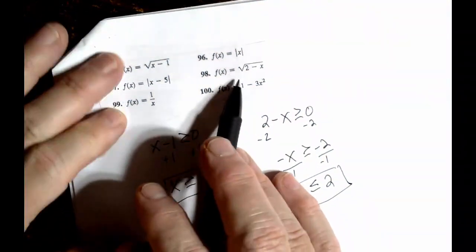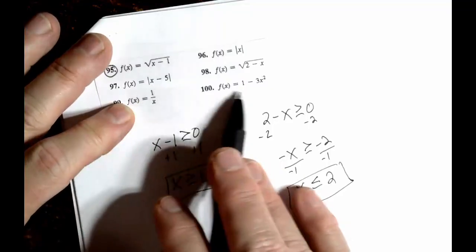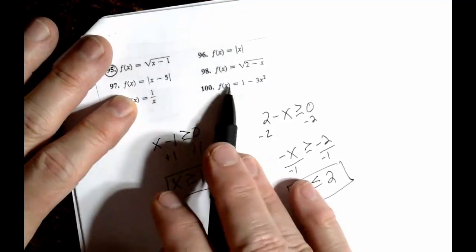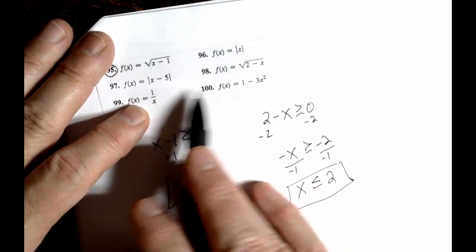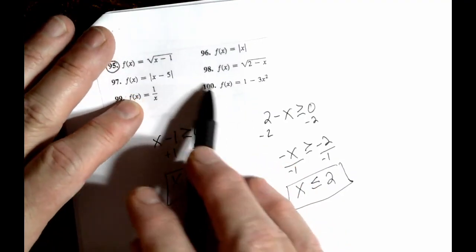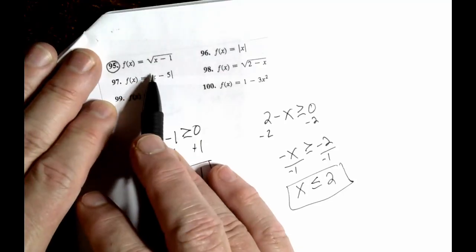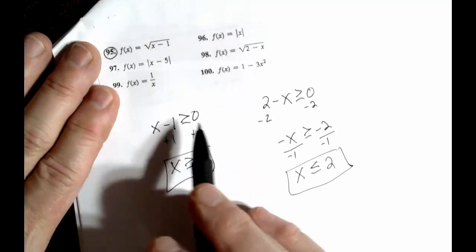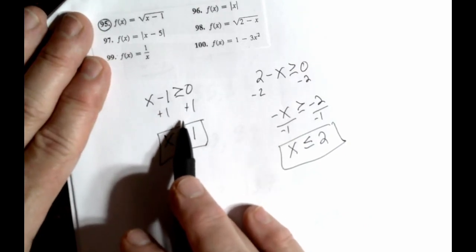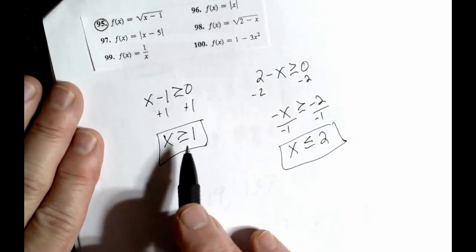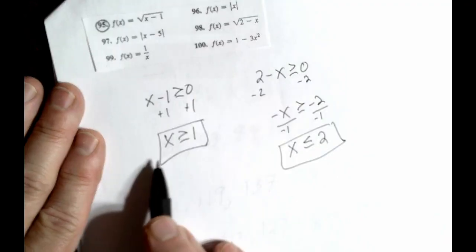Okay. So let's look at, for example, 96, 97, and 100. All three of these have no square roots and no fractions, so all three of these are all real numbers. Now the one that they want you to look at is 95, and that one does have a square root. So you force what's underneath the square root to be greater than or equal to 0, and when you solve it, whatever answer you get, that is your domain. So your domain is 1 or larger.